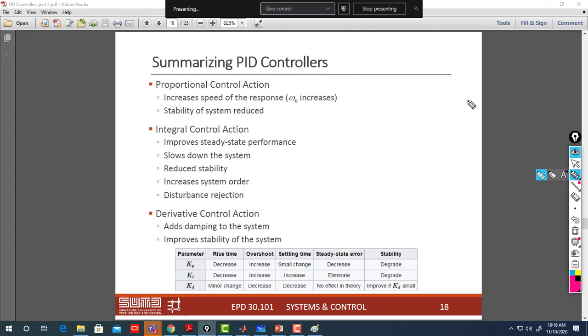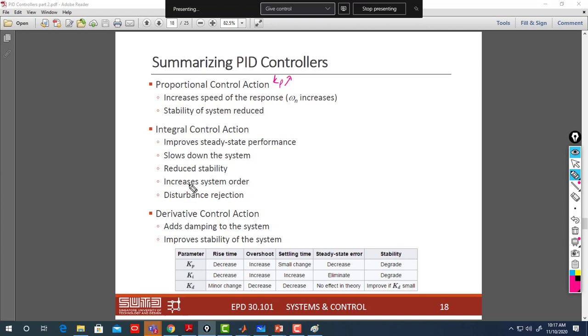We have functions of t, but we never studied in the frequency domain. In your project description, I was doing some frequency domain analysis and drawing Bode diagrams for you. Okay? But they are proportional. Omega n increases when you increase the proportional term. So when Kp increases, the speed of the system response will increase. That we noted, right? And stability will reduce.